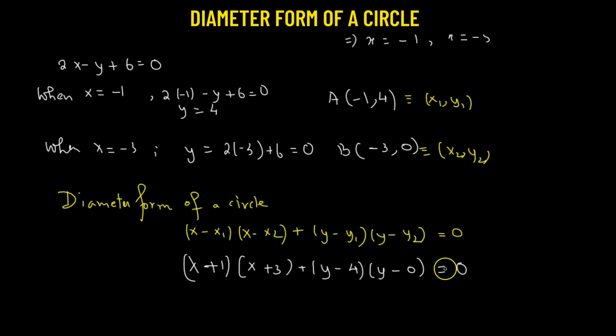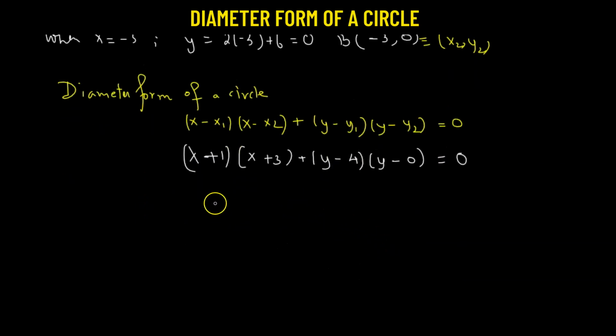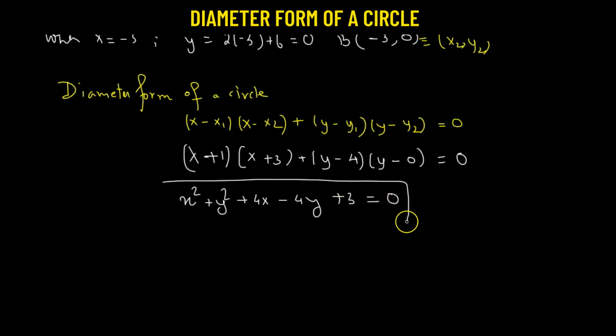So this is going to be the equation of the circle, and we are going to expand it. We're going to get x squared plus y squared plus 4x minus 4y plus 3 equals 0. So this is going to be the equation of the circle with the given criteria.